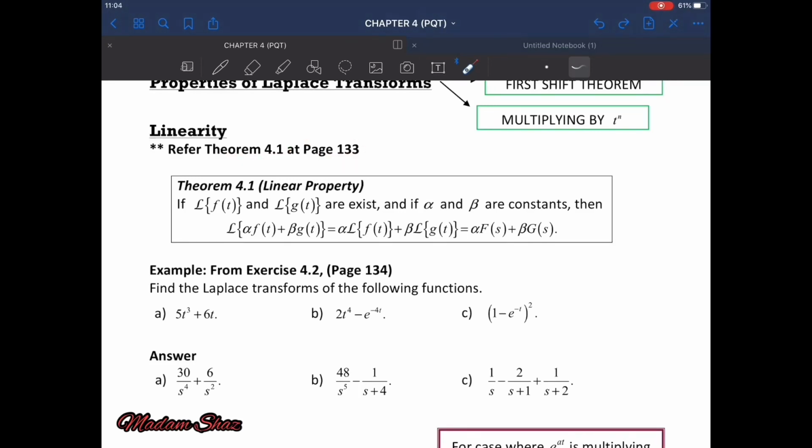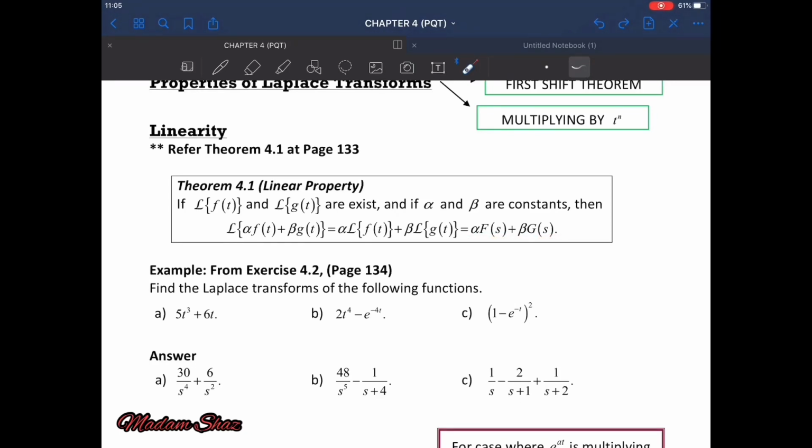Theorem 4.1, linear property. If L{f(t)} and L{g(t)} exist, and if alpha and beta are constants, meaning that alpha and beta are any numbers, then L{alpha f(t) + beta g(t)} is equal to alpha L{f(t)} plus beta L{g(t)}, and is equal to alpha F(s) plus beta G(s). So what does it mean by the linearity property?